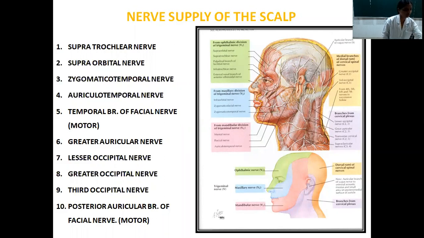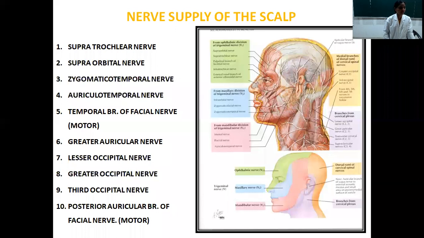The supratrochlear and supraorbital are branches from the ophthalmic division of the trigeminal nerve. Whereas the zygomaticotemporal nerve is a branch coming from the maxillary division of the trigeminal nerve. And the auriculotemporal is a branch coming from the mandibular division of the trigeminal. So all three divisions are supplying the scalp.